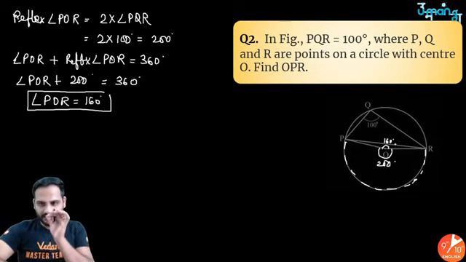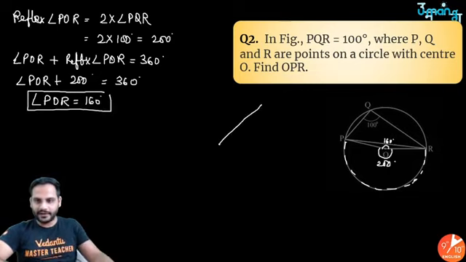Got it? This angle POR is equal to 160 degree. Now focus on this triangle POR. I am making this triangle bigger for you. Suppose this is the triangle, okay?